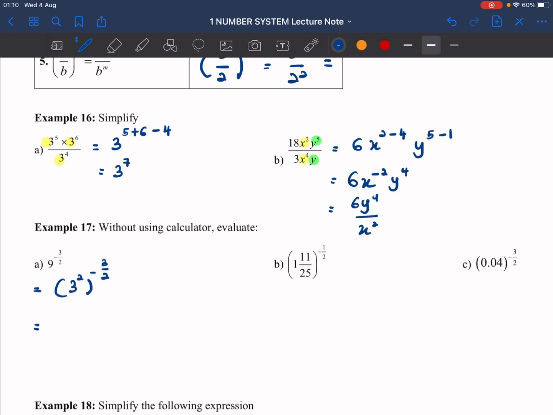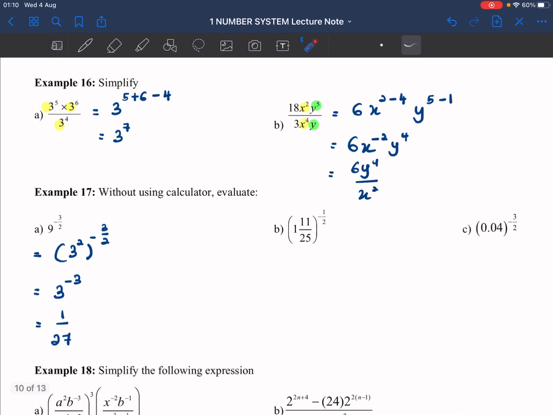Rules number 3, what we're gonna do is we have to multiply 2 by negative 3 over 2. So kalau darab, kita akan tinggal 3 to the power of negative 3. So kalau kira, we have 1 over 27. Okay, so yang ni tak kisahlah, bolehlah guna calculator. Okay, so the next one, we have 1 11 over 25 to the power of negative 1 over 2. So we have to simplify yang dekat dalam ni dulu, tukar kepada proper fraction.